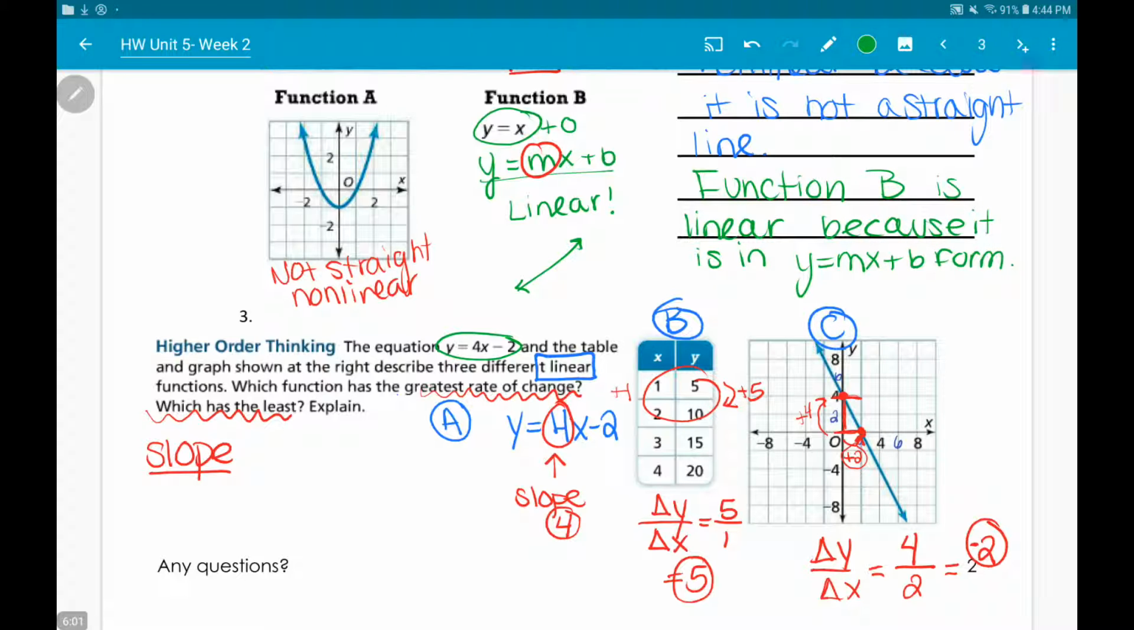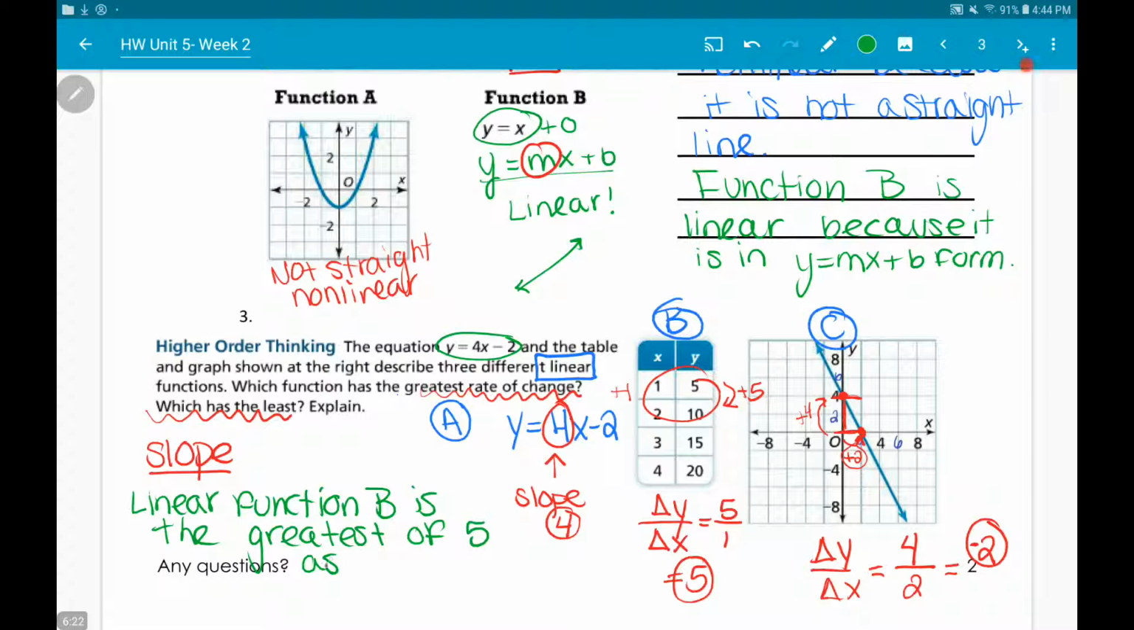Let's start with the greatest. So linear function B is the greatest, with 5 as the slope. And that would mean linear function C is the least rate of change or slope.